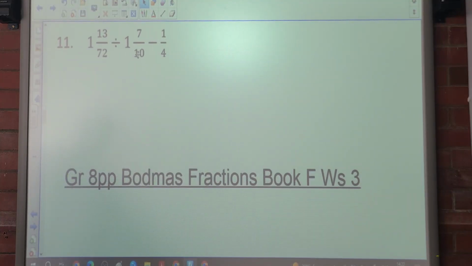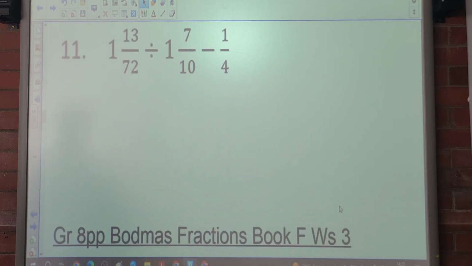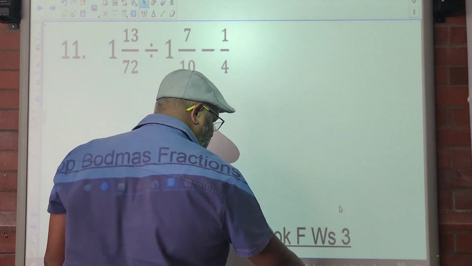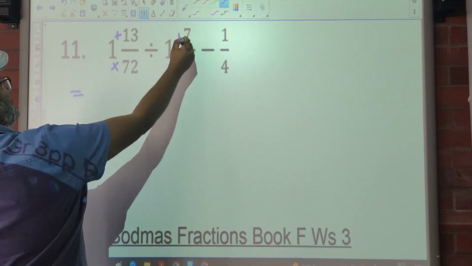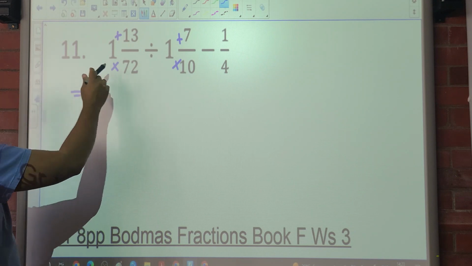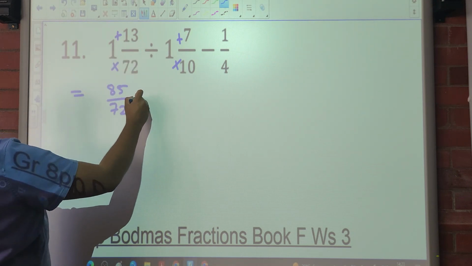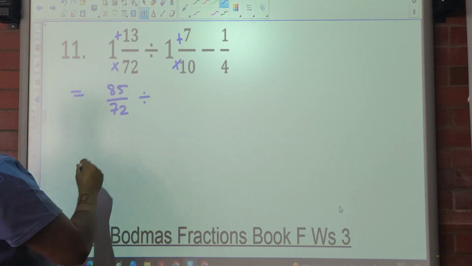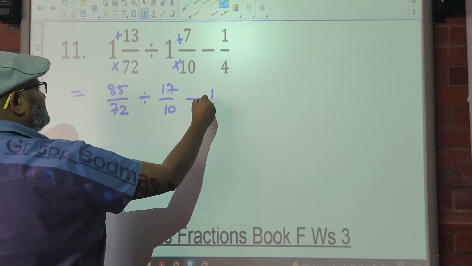Number 11. What needs to be done first? Change to improper fraction. So 72 times 1 is 72 plus 13 is 85 over 72. Must be divided by 17 over 10 minus a quarter.